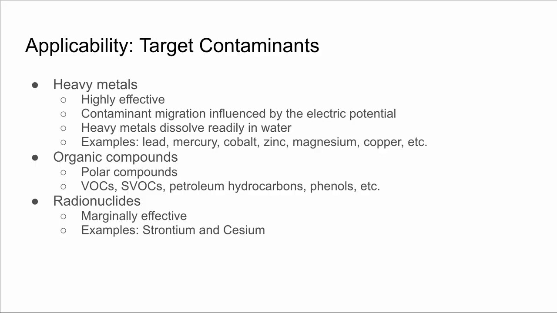A final type of compound that can be removed from soils with this method is radionuclides. Radionuclides are unstable forms of chemical elements. They release radiation as they break down and try to reach a more stable state. These work under this type of remediation because they typically carry a charge. Remediation isn't as effective in removing radionuclides as it is heavy metals, but it still works a little bit because they are charged. Some of those compounds that would be removed that way would be strontium and cesium.